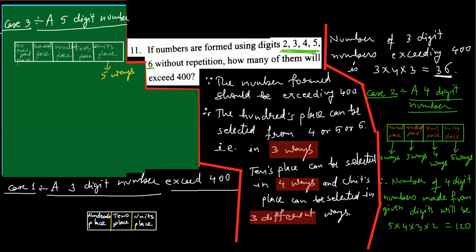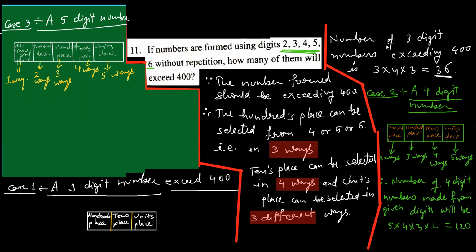Now, since the repetition is not allowed, out of 5 ways, I have used any one way. So for the tens place, my dear students, I am left only with 4 ways. For hundreds place, it is only 3 ways. For thousands place, it is 2 ways. And for 10,000 place, it is just 1 way. Okay. So what's the final answer?